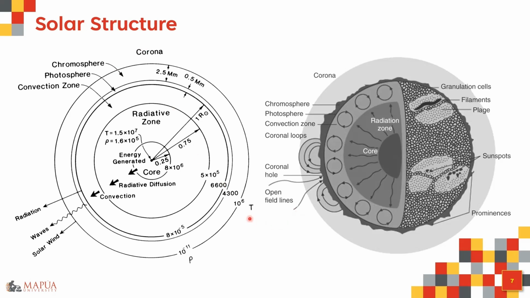At different layers of the sun, you can actually see the different temperatures. You will notice here that the temperature at the edge of the chromosphere is about 10 to the 6, which is much hotter than the surface of the sun. And we're going to talk about that later. So let's move on.